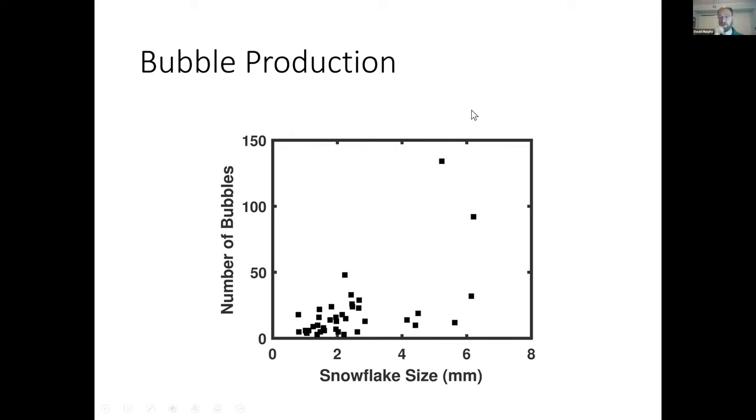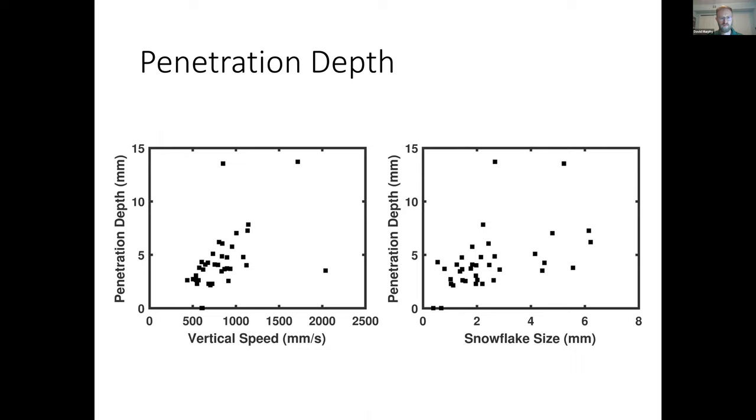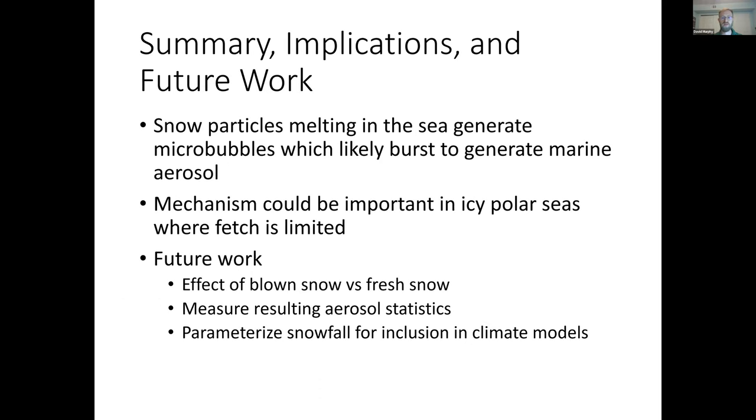Okay, I should point out that the resolution only allowed us to measure bubbles down to about 30 microns in size. There's definitely smaller ones as well. They can penetrate a couple of centimeters down into the ocean surface. So this means that if those bubbles form, or when they form, they'll float back up to the surface quickly and burst. So in summary, snow particles melting in sea, whether freshly falling or wind blown, generate microbubbles, which likely burst to generate marine aerosol.